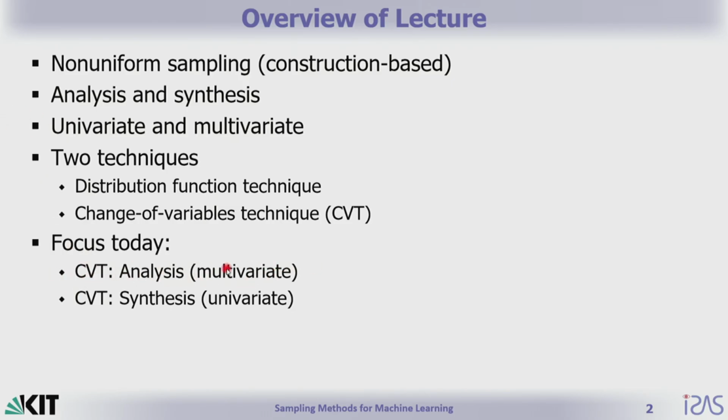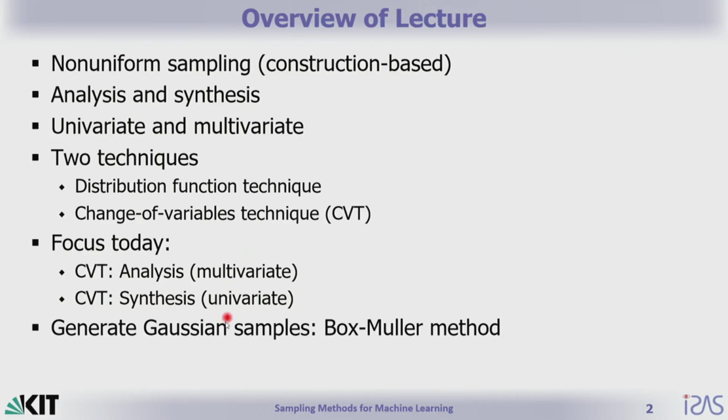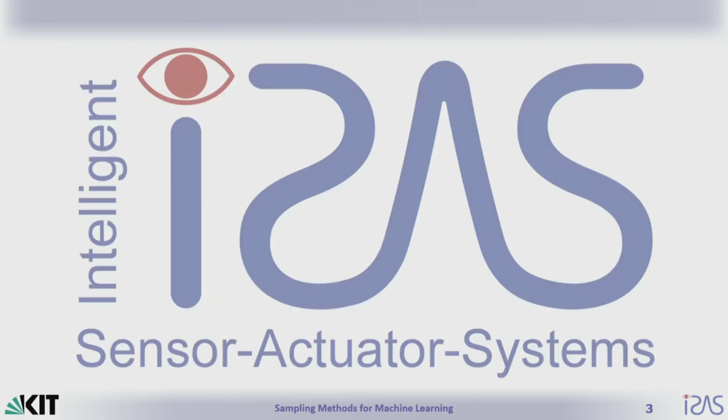Last time we closed the lecture with the univariate analysis. And then, before we go to the multivariate synthesis, we have to take a look at the univariate synthesis, because this is complicated enough. In the end, we will take a look at generating Gaussian samples by applying the results from the multivariate analysis, with the Box-Muller method. But my focus today will mostly be on this part, the univariate synthesis.